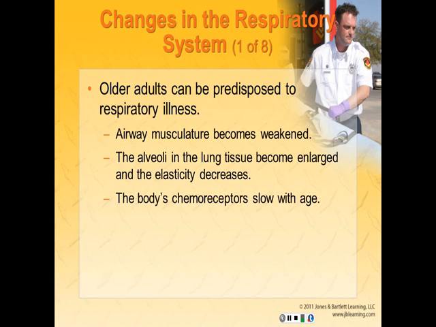Older adults can be predisposed to respiratory illnesses. One of the conditions contributing to breathing problems is weakening of the airway musculature, and that causes decreased breathing capacity. Elderly patients have less help from muscles in the chest wall when they have trouble breathing. The alveoli in an older person's lung tissue can become enlarged, and the elasticity decreases, and that makes it harder to expel used air. The body's chemoreceptors, which monitor the changes in oxygen and carbon dioxide levels in the blood, slow with age.